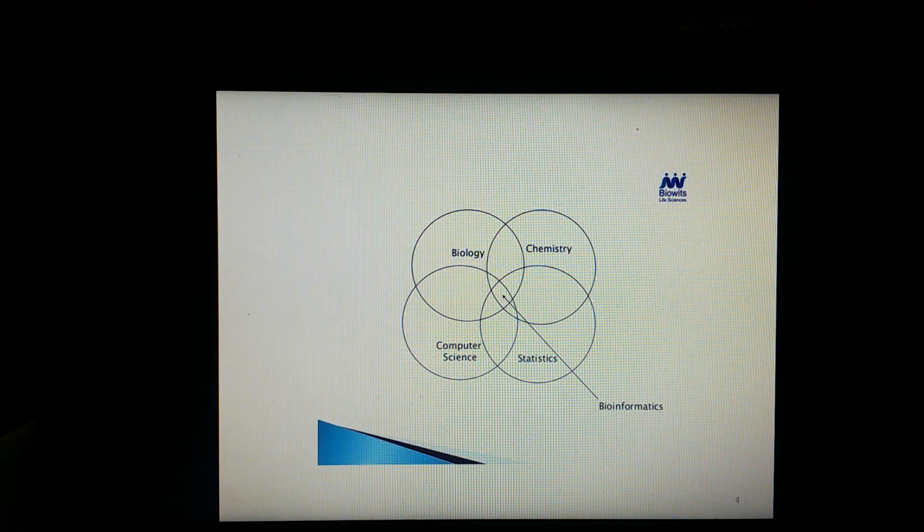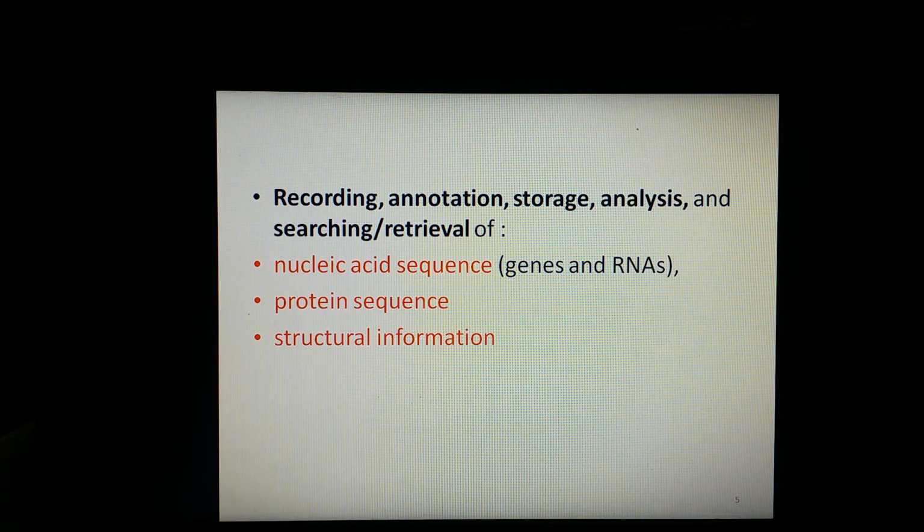Here you can see how the data from various fields like biology, chemistry, computer science and statistics overlap in bioinformatics. This diagram is the best representation of the bioinformatics field. The proper definition of bioinformatics is the recording, annotation, storage, analysis and searching or retrieval of nucleic acid sequences, that is the genes and the RNAs, protein sequences and structural information. So this is basically how bioinformatics is defined.